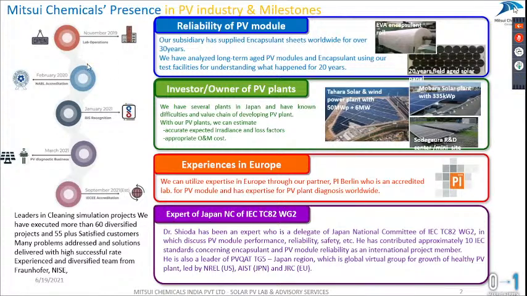So that is the background of Mitsui Chemicals in the industry, whereas our milestones are we set up our lab in 2019 and then we got an NABL recognition, which adds confidence and trust for the customers, and then BIS recognition, which is mandated by MNRE. Then we also started some due diligence and diagnostics business, and in future we are also planning to roll out our IEC activities as well. Overall we have executed more than 60 projects with 55 satisfied customers. We address solutions to many problems, and we have a diversified team.